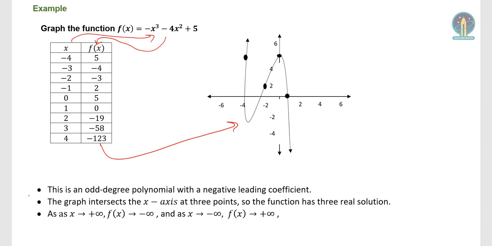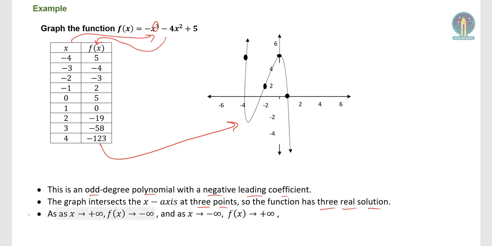So this is an odd degree polynomial function with a negative leading coefficient. This means that the graph intersects the x-axis at 3 points. So it's a cubic, and the function has 3 real solutions.